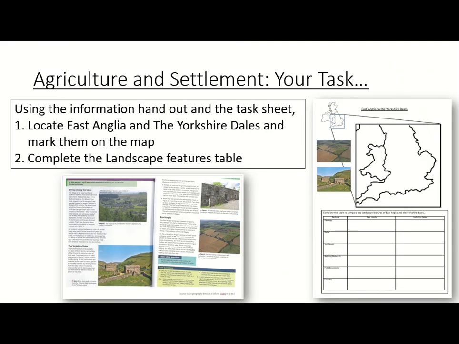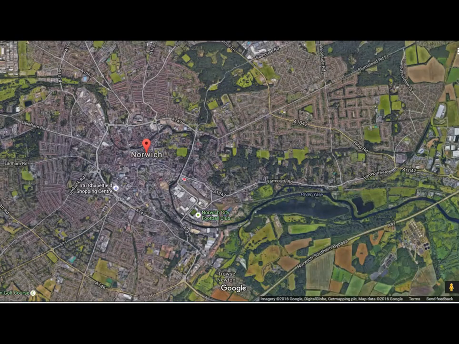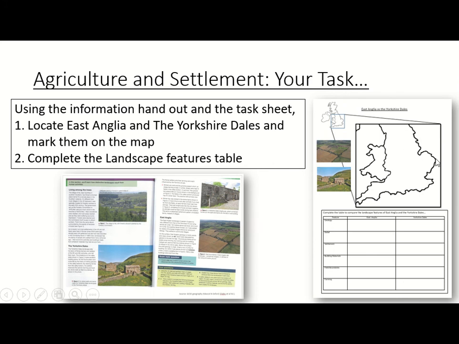So the task saved in 365, just like the OS map task was, is a task which is going to ask you to summarise two areas of the UK. One is East Anglia, which I'm hoping you know where it is, and the other one is the Yorkshire Dales. Now, on your handout, you'll see there is a map, and I want you to locate, just by shading is fine, East Anglia and where the Yorkshire Dales should be. Use Google, use whatever you want to do.